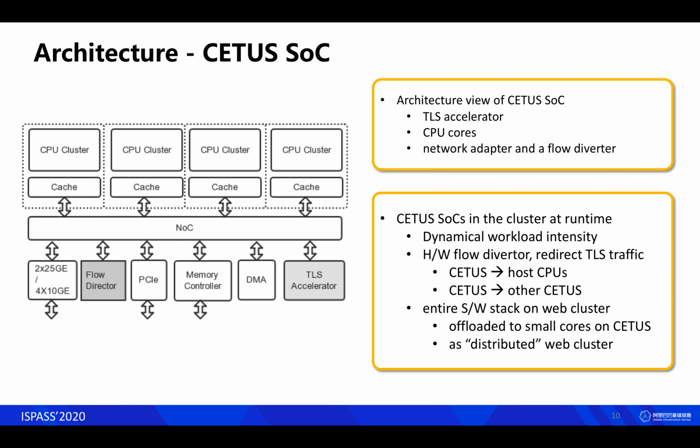Specifically in CETUS, we introduce a hardware flow diverter, which allows the small cores to spill the network stack processing task to the host CPUs or to other CETUS SOCs in the cluster at runtime, depending on the specific workload intensity. The inclusion of the network adapter and the flow diverter in the SOC essentially forms a logical pool of CETUS SOC resources and enables dynamic division of the cipher compute acceleration and the network stack processing among all the resources in the front-end cluster.